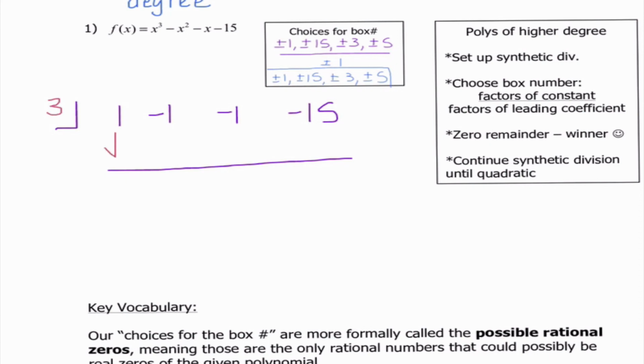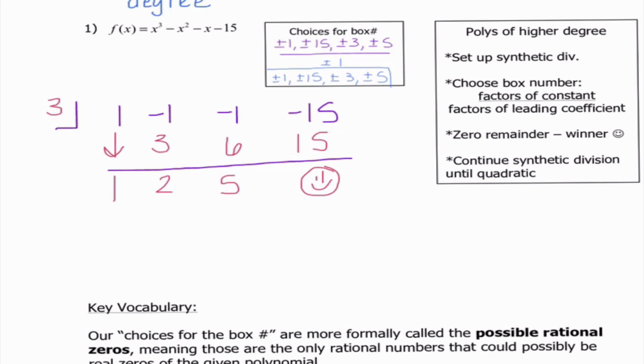So now I'm going to go through synthetic division. I'm bringing down my 1. 1 times 3 is 3. When I add down that column, I get 2. 2 times 3 is 6. When I add, I get 5. 5 times 3 is 15. And I get 0, which makes me very happy.